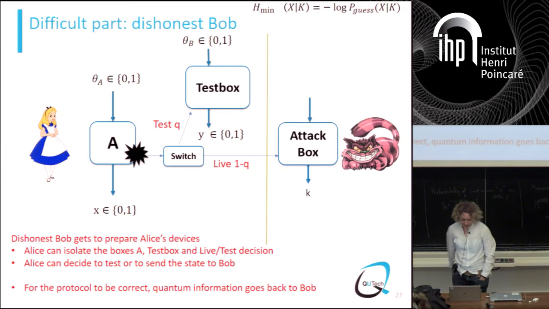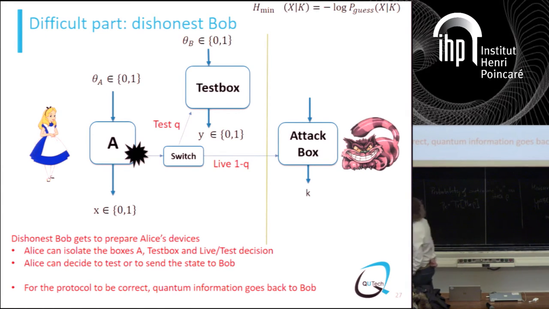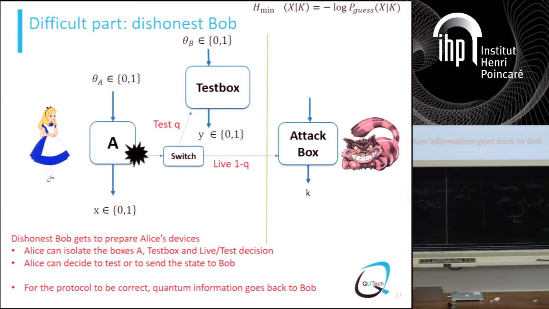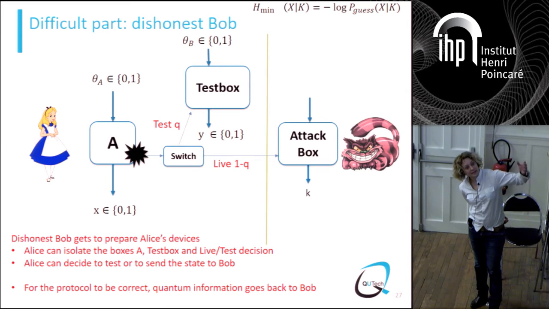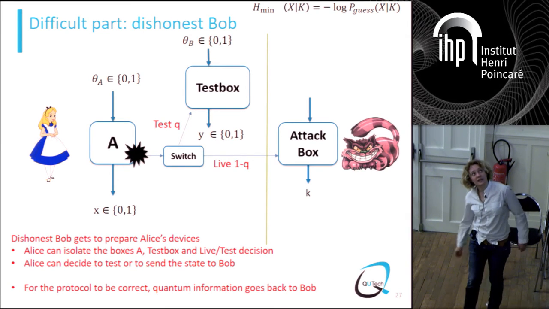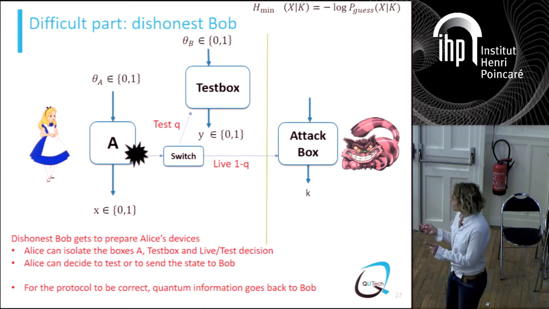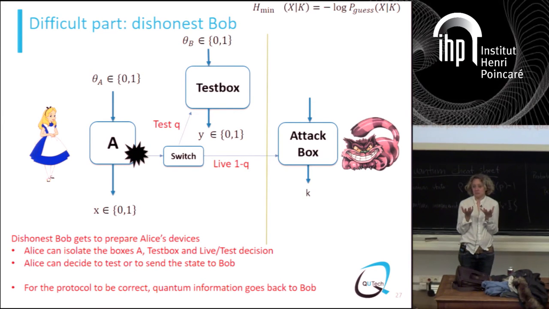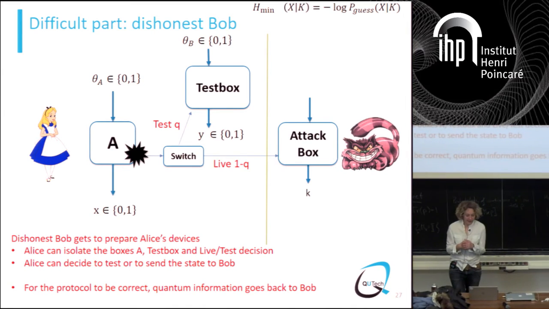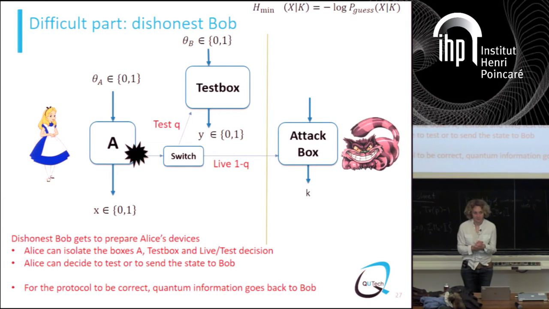But the difficult part is what happens if Bob is dishonest. Like I said, in this regime, we're going to imagine that dishonest Bob prepares the devices. In essence, in every round, Alice can have a switch, and her device pretends to generate a qubit. It might not even be a qubit, it might be a high dimensional state. And Alice can decide to either direct it to her test box or direct it to Bob.